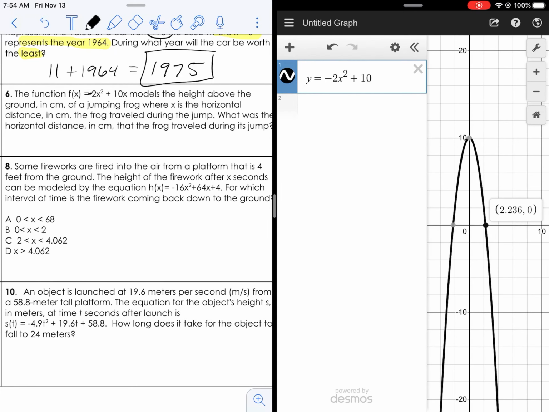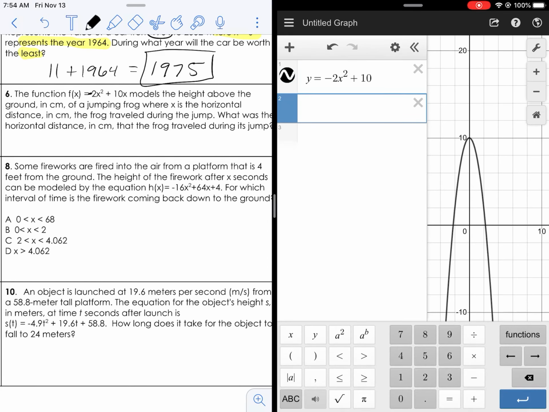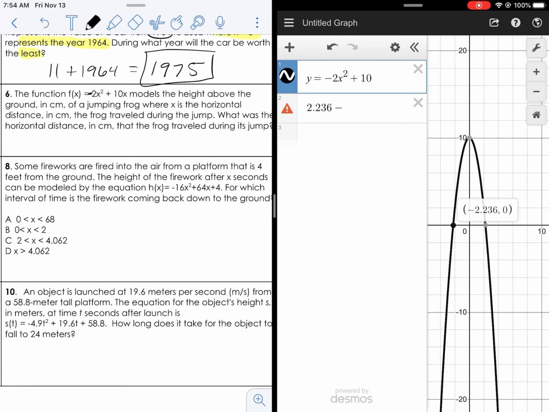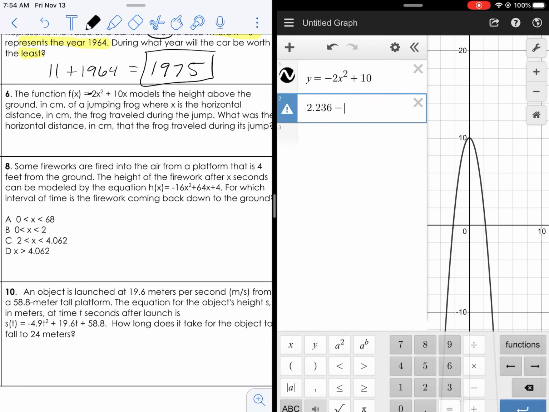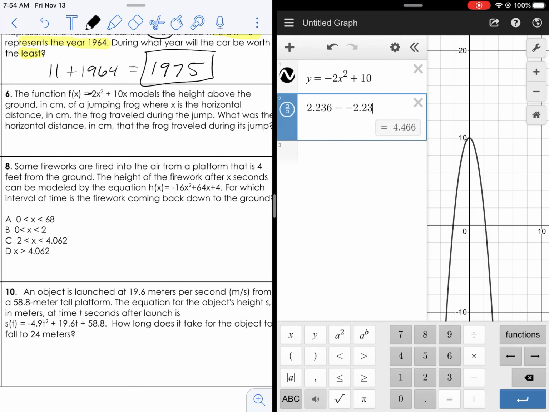So I'm going to do 2.236 minus that negative 2.236, and that means our frog jumped 4.472 centimeters.